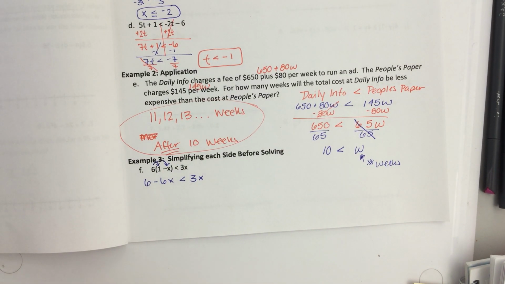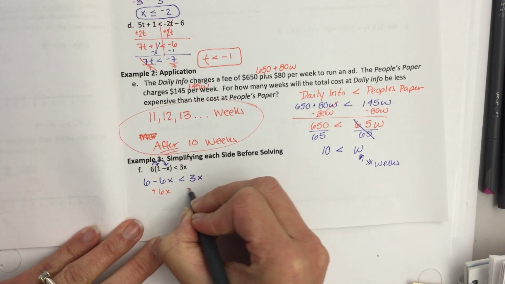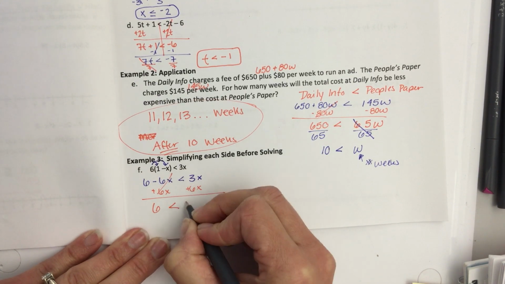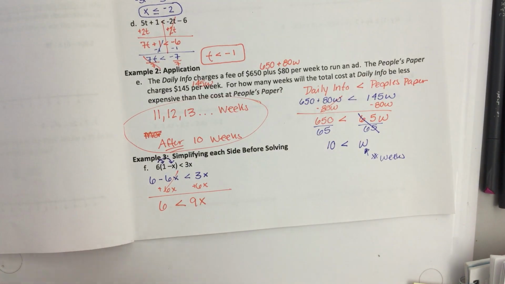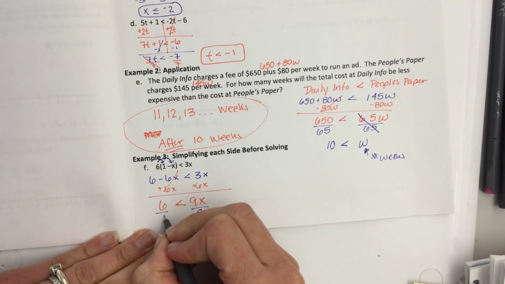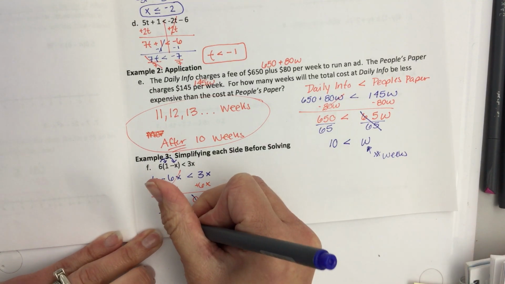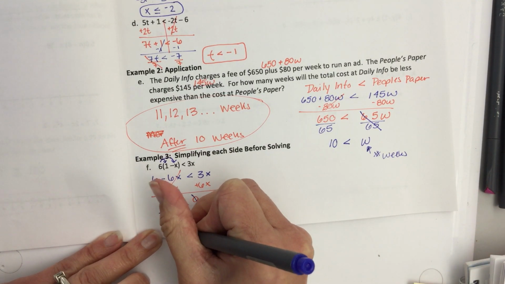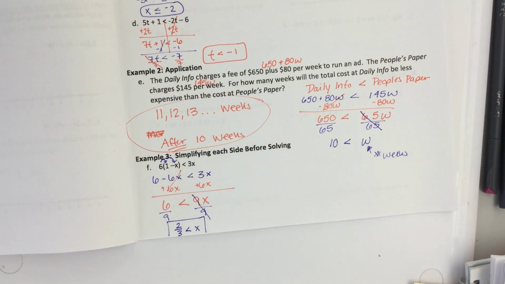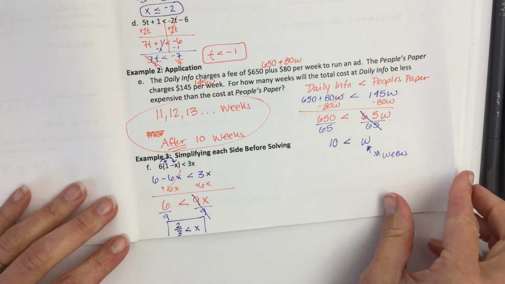And then get the variables on one side. So I add 6. And this gives you 9x. Then divide by 9, and this equals 6/9 or 2/3. I like to leave it, instead of getting a decimal, I just like to leave it in a fraction.